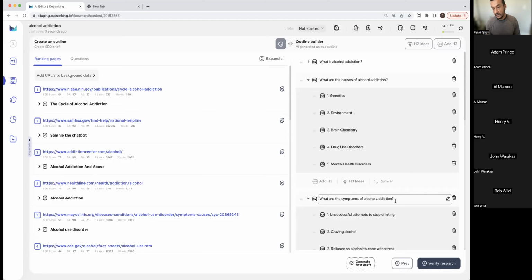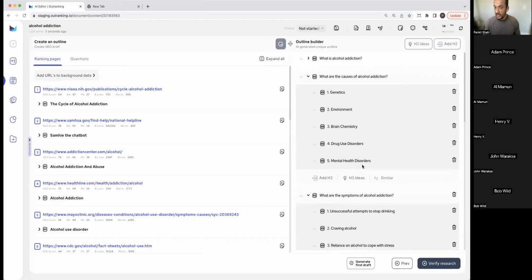So what Outranking does is that because we have done SERP analysis, we've extracted the keywords from the ranking pages, we have built custom models that build this outline. So for the list of things that you see over here, the first layer of the outline is built, and then the internal layer of the outline is built using the semantic terms, using the NLP data, and using the concepts of SERP ranking pages. So it's using a lot of this data to help you build out this comprehensive outline.